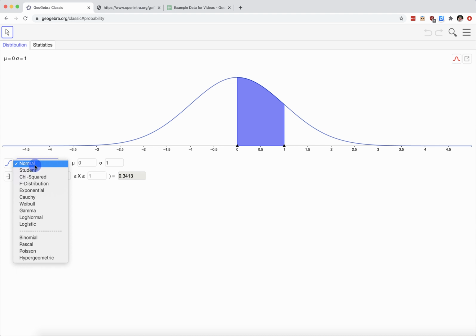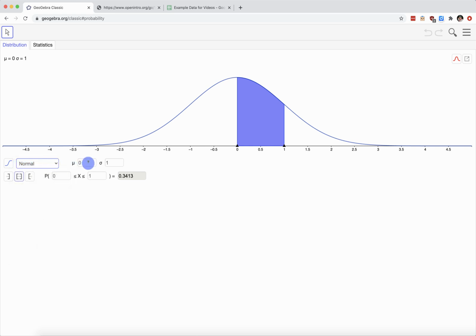So there's the normal distribution first. Student refers to the student's t distribution, and then you might become familiar with the chi-square or F distribution or the binomial distribution, depending on your class. We're going to work with the normal distribution.